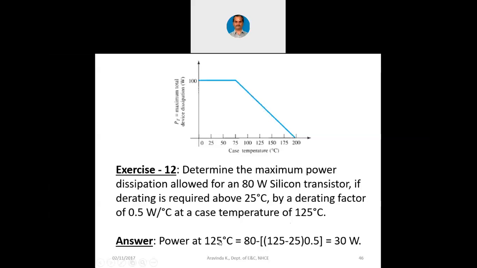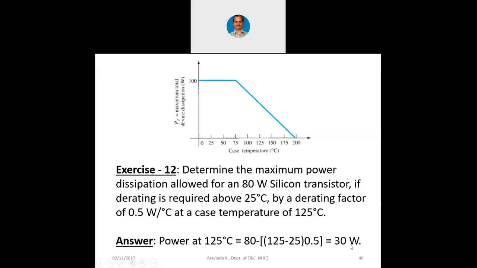So in that way, now T2 is 125 degrees centigrade. Now we have to find out P2. Power at 125 degrees centigrade is equal to P1, which is now 80 watt, minus (125 minus 25). 125 is the case temperature. 25 degrees centigrade is the minimum temperature at which 80 watts is going to be working. Into 0.5, the given derating factor. Now when we substitute this in the formula, we get the answer 30 watt.